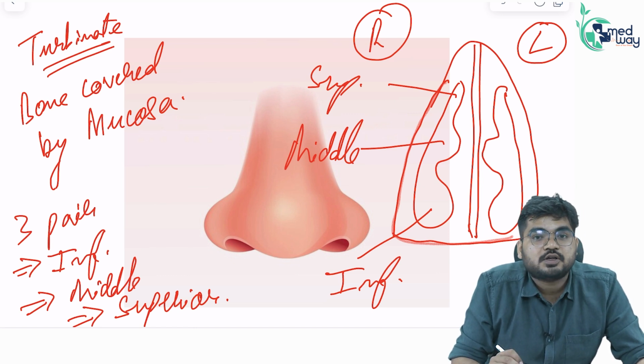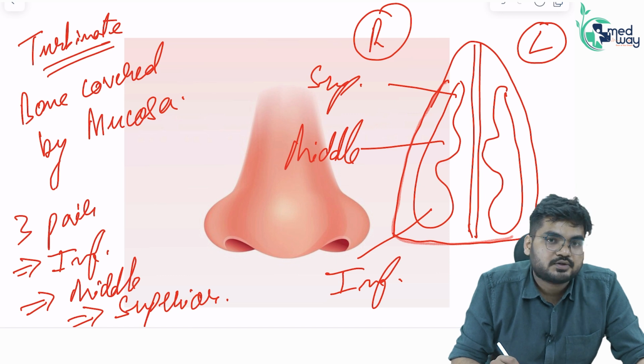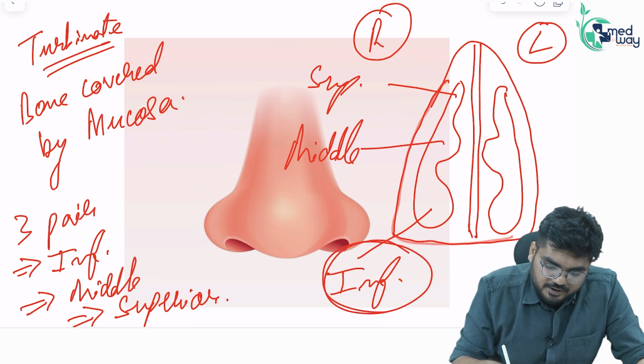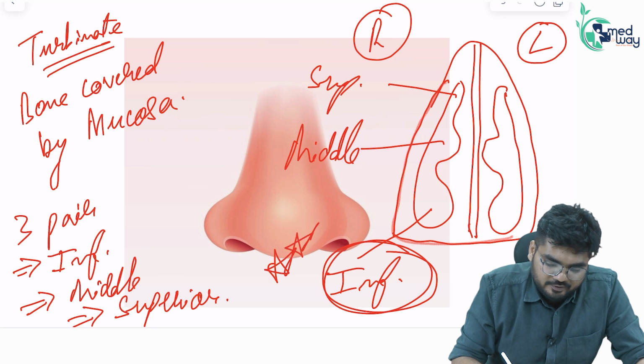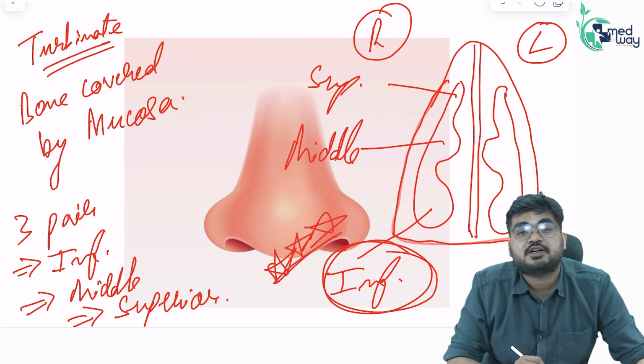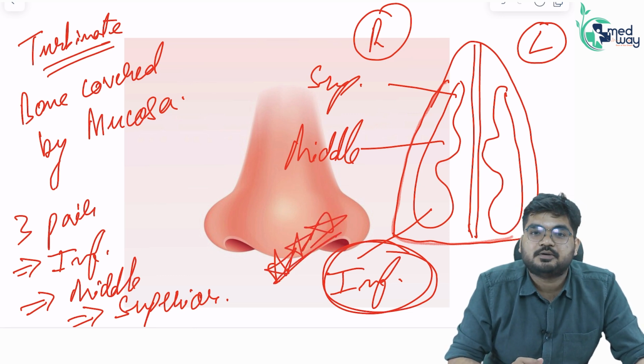In the image also you can see, and still I want to ask you, which is the largest of all the turbinates? Which is the largest of all the turbinates? Remember, it is the inferior turbinate. Very important MCQ. Which is the largest turbinate? It is the inferior turbinate.